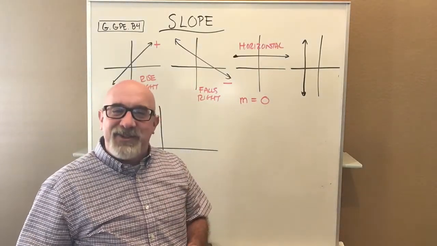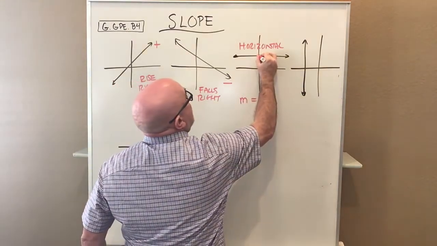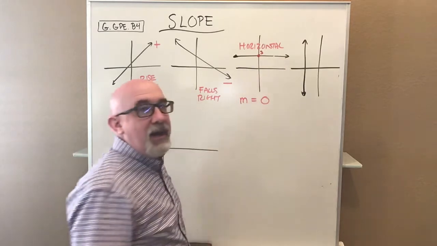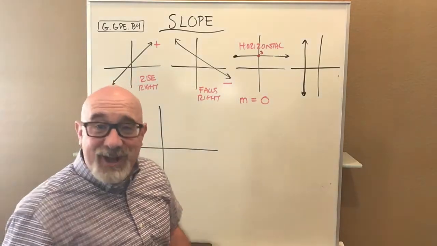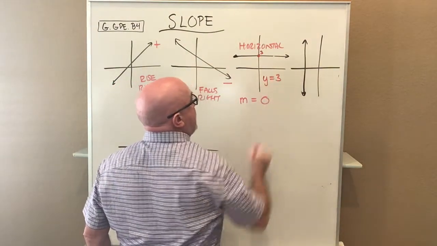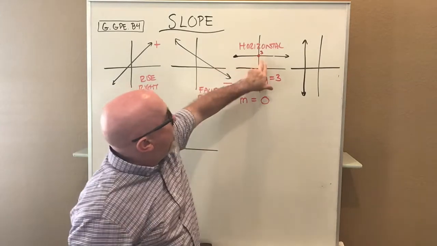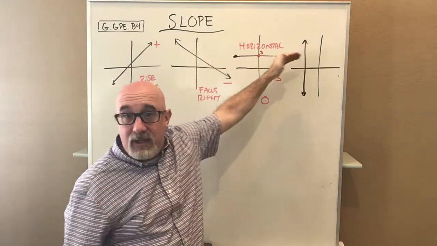Now, the equations of these are kind of weird, actually, and this is something to remind you. Let's say this goes through the y value of 3, and actually that becomes the equation. This would just be y equals 3. A way to remember that is that it crosses the y-axis at 3, and so that's y equals 3.